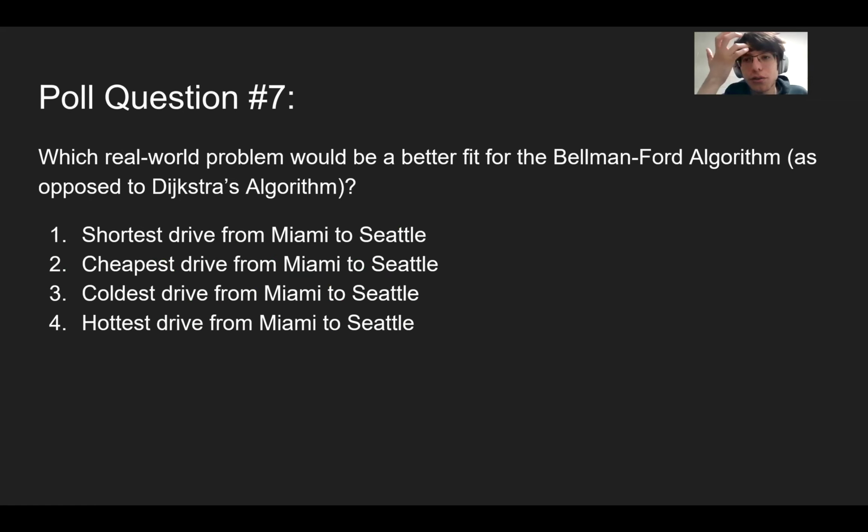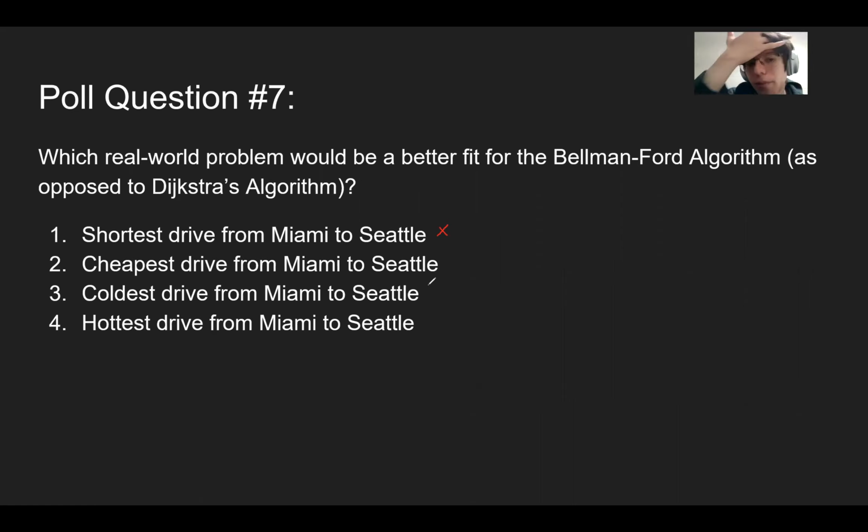Okay, so what real-world problem would be a better fit using Bellman-Ford than Dijkstra? Okay, so you pause, and we can try and get through it. Okay, let's go through it. Is the shortest drive from Miami to Seattle? That's the shortest path. That's single source shortest path. And so that sounds a lot like either would work, but for something like that, Dijkstra is faster, so we would not prefer Bellman-Ford. Cheapest drive.